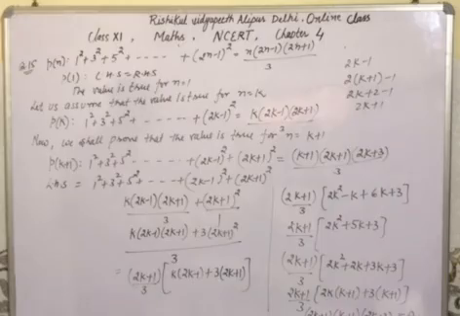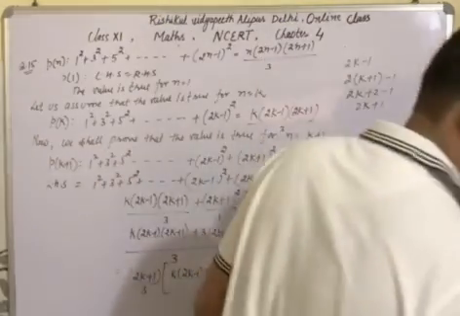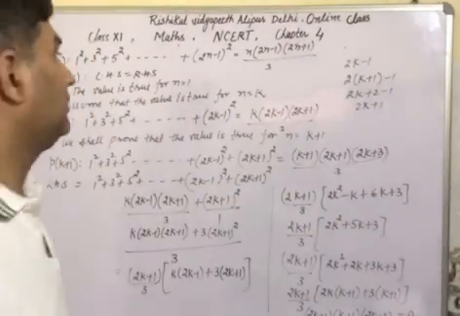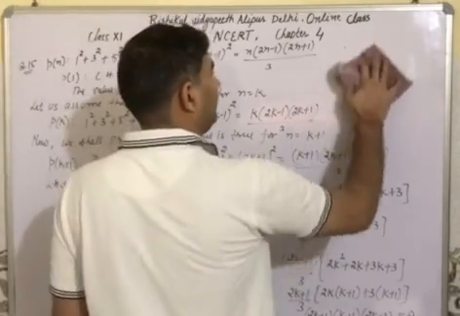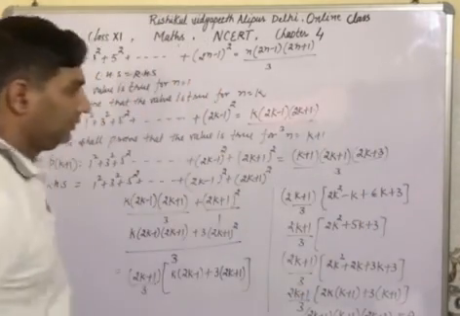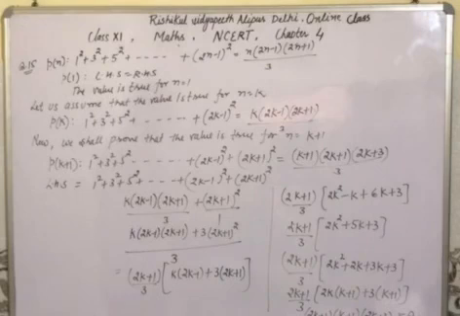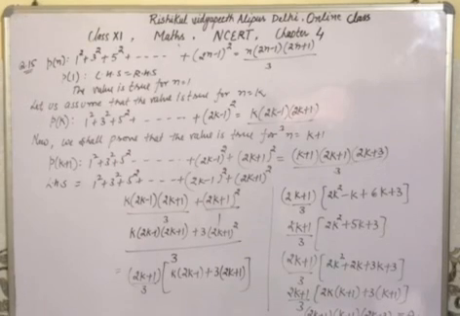Then P of k plus 1 is true. Whenever P of k is true, then P of n is true by the principle of mathematical induction for all n belongs to N. Then you can do questions up to 17. You can solve all the questions.